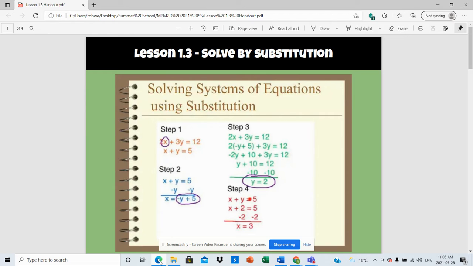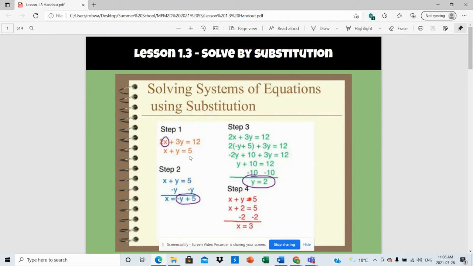So, the idea behind the substitution method is that if we have two unknowns in one equation, we can't solve that. So, we need to get rid of one of the unknowns. What we're going to do in this lesson is use one of the equations to isolate a variable, either x or y, find out what x or y equals, and substitute that into the next equation.